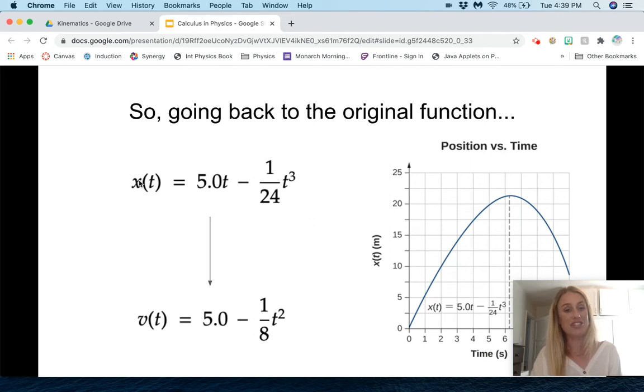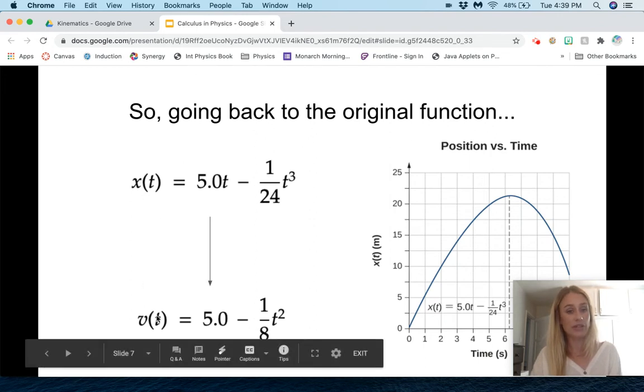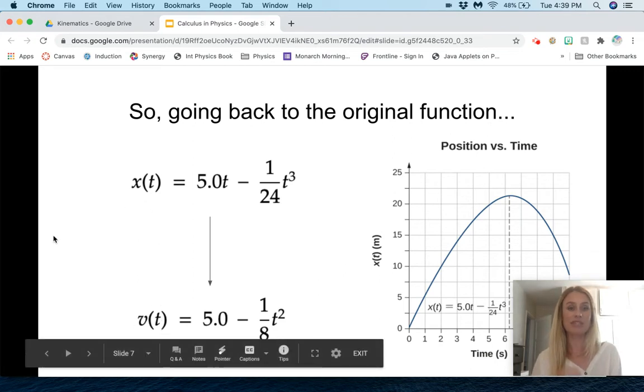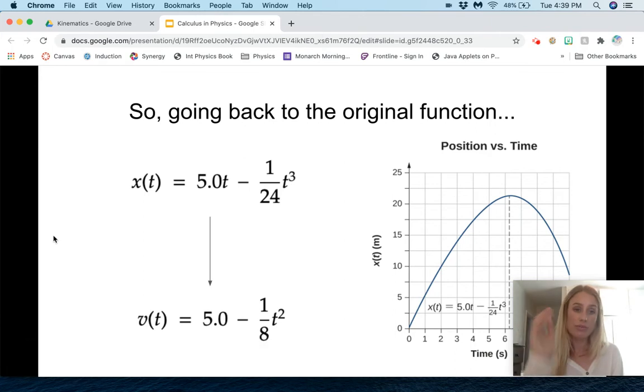Notice how I just changed what it's equal to. I didn't put derivative of position with respect to time. I just changed it to velocity because remember, if we're taking the derivative of the position function with respect to time, we get velocity. If I take the derivative of the velocity function now with respect to time, I could get acceleration. I'm not going to do that. I'm going to do that in the next example, though, okay?